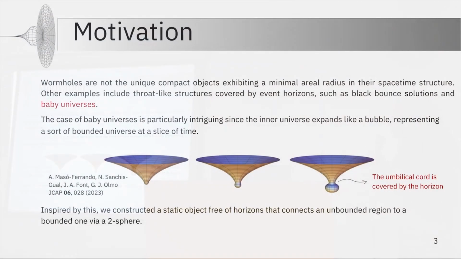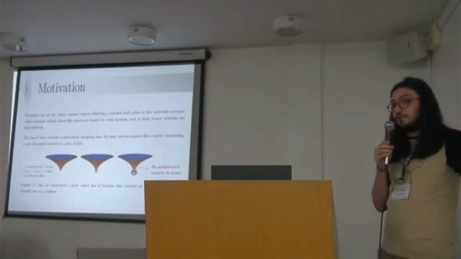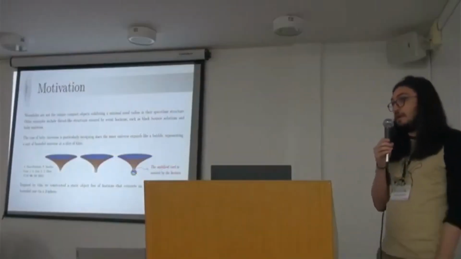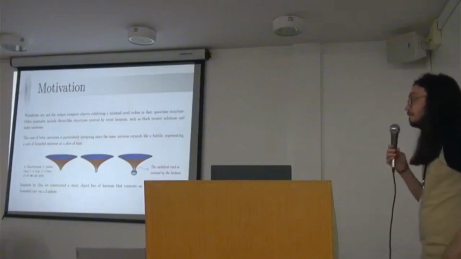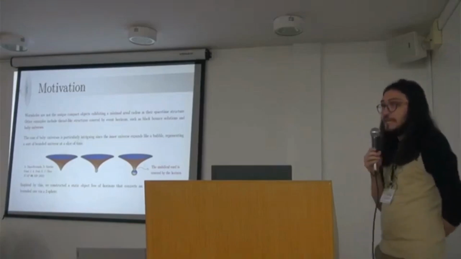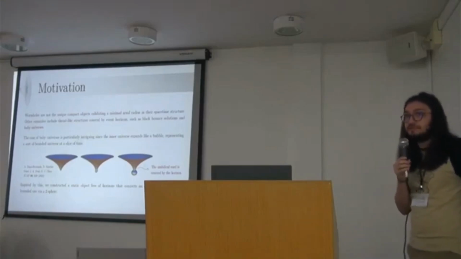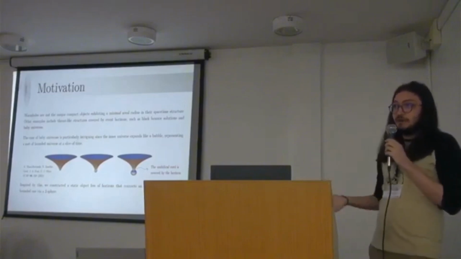Okay. But wormholes are not the only objects with throats we can find in the literature. For example, we can also find throats inside black holes, for example, with black-bounce solutions, and maybe more interesting, baby universes. The idea of a baby universe is basically an expanding universe inside a black hole.